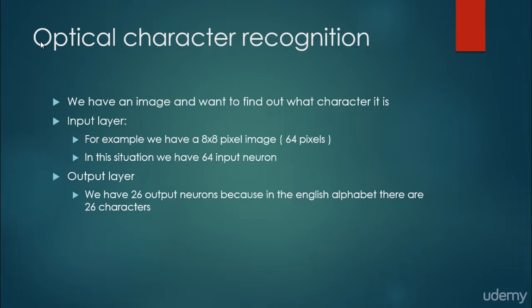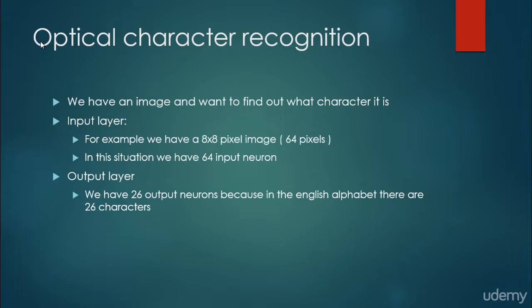For example, suppose that we have an 8 by 8 pixel image, so we have 64 pixels, and in this situation we have 64 input neurons. For example, if it's a black and white image, we can assign to each input, so all the 64 nodes in our input layer, can be +1 if there is a pixel, or 0 if there is no pixel at all. So this is the input layer.